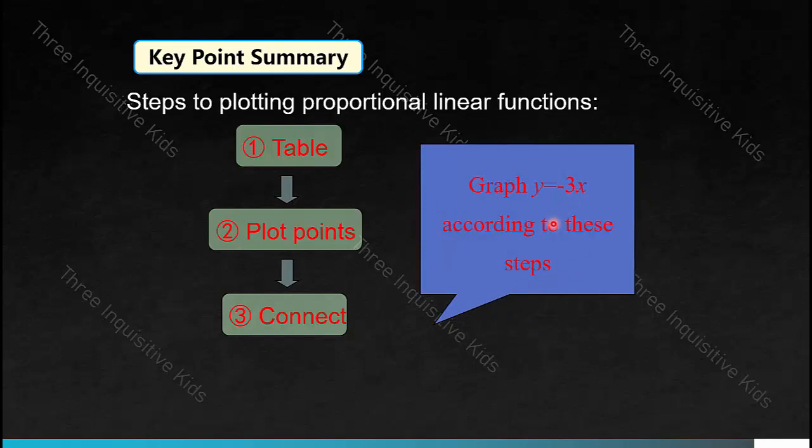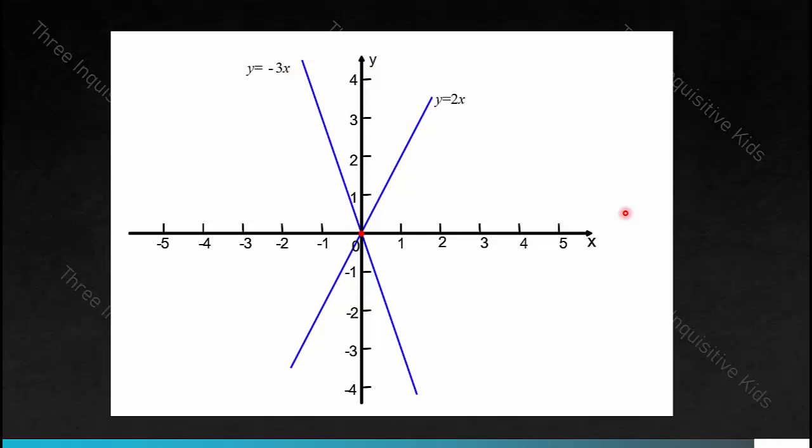Graph y is equal to negative 3x according to these steps. Well, here would be the final version of y is equal to negative 3x, its graph form. As you can see here, it's also a straight line. It crosses through the origin point. It's just a little different because instead of increasing, it's decreasing. So make observations about this and think about what we're going to talk about next relating to this scenario.